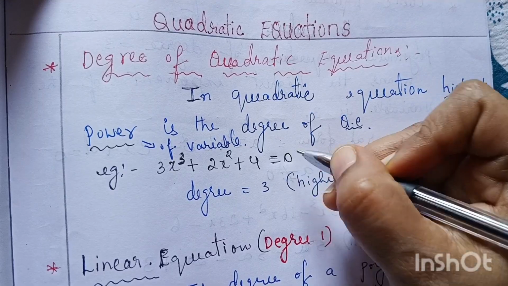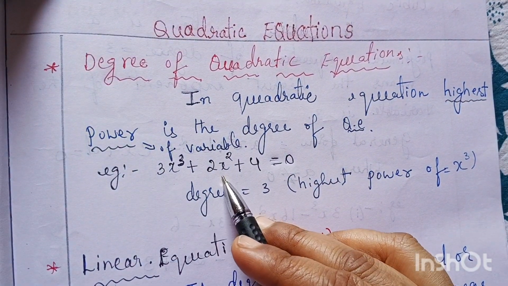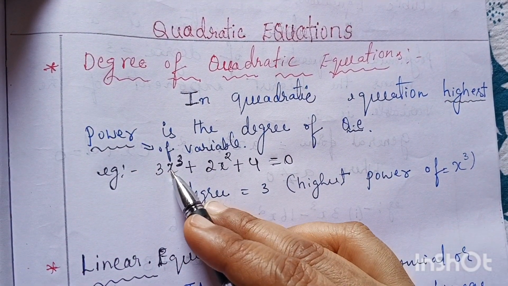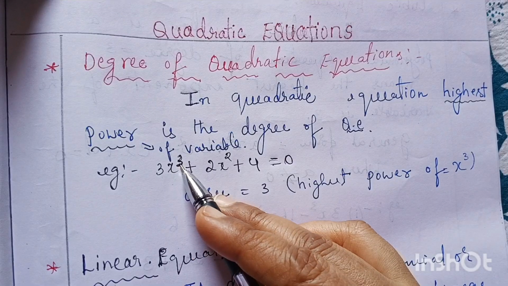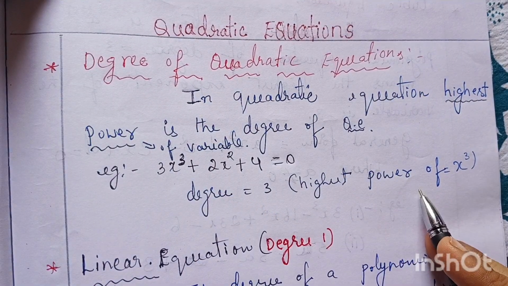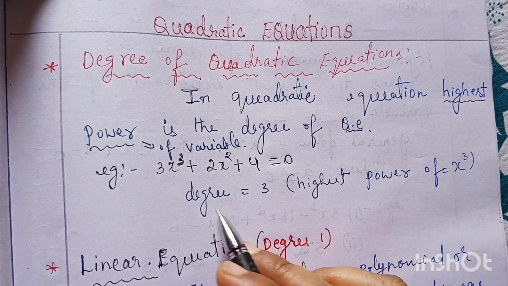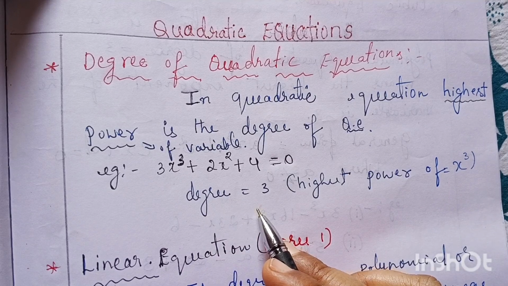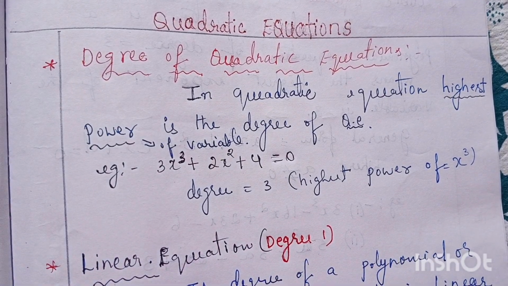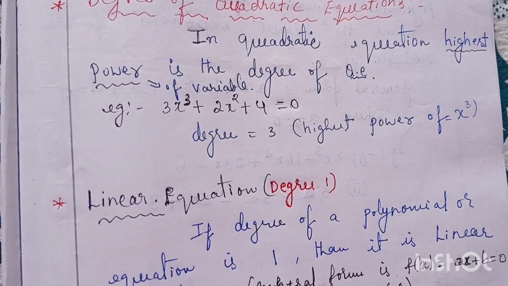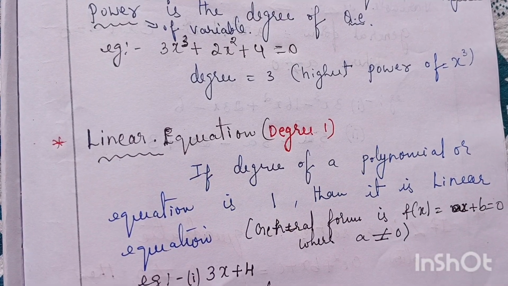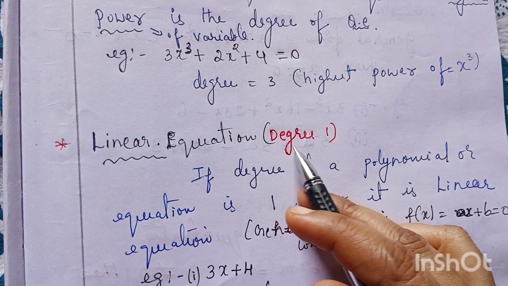For example, 3x cube plus 2x square plus 4 is equal to 0. What is the highest power? Here the highest power of the variable x is 3, so the degree is 3. Then we have three types: linear, quadratic and cubic.